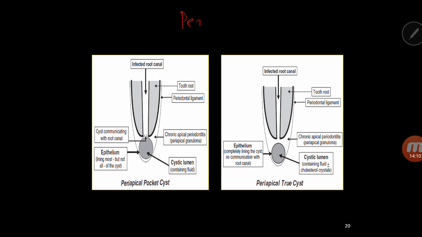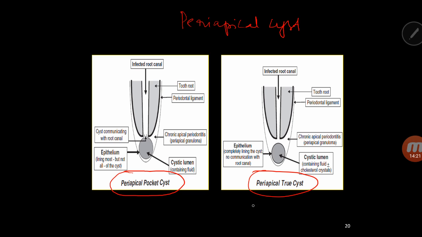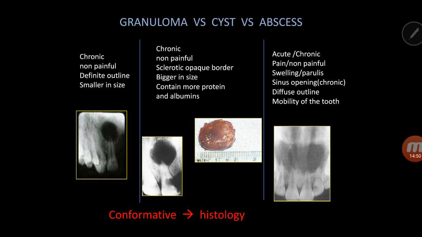Periapical cyst is actually of two types, that is periapical pocket cyst and periapical true cyst. As you know, a true cyst is something that is completely surrounded by epithelium. You can see the true cyst, it is completely surrounded by epithelium, whereas the periapical pocket cyst is not covered by epithelium completely. It will be like this. It has a communication with the root canal, so it is called a periapical pocket cyst, whereas the periapical true cyst is not going to have a communication with the root canal. It is separated or detached from the root canal, and it has complete epithelial lining over it.